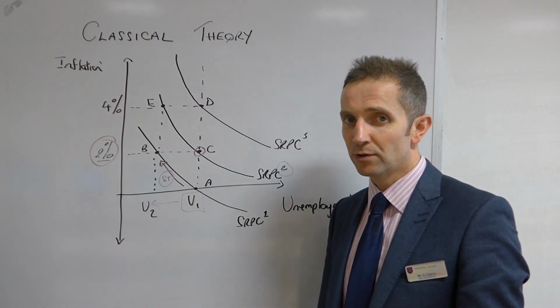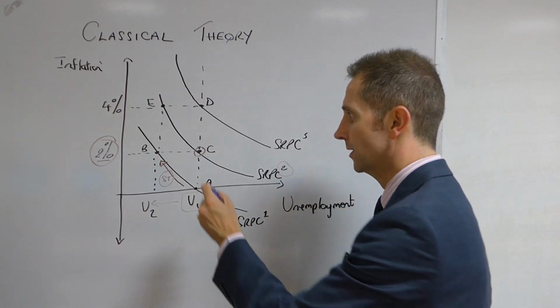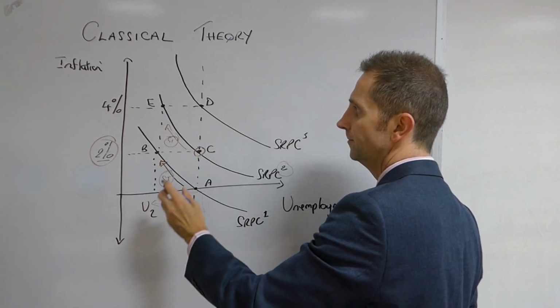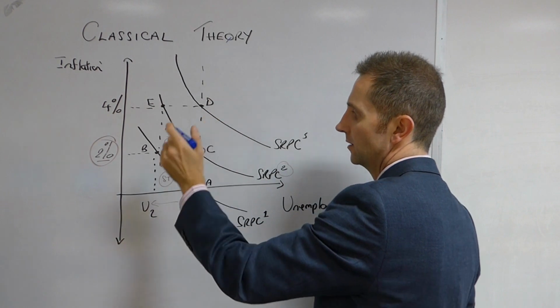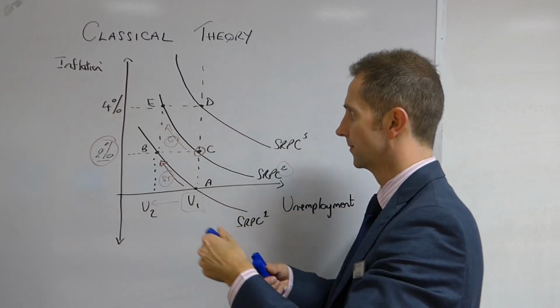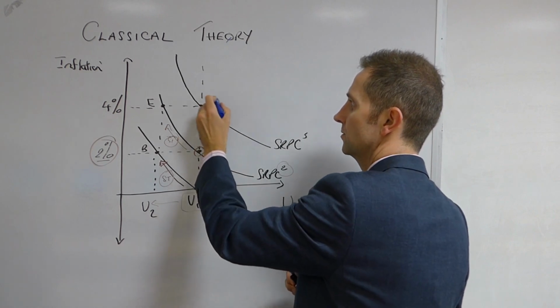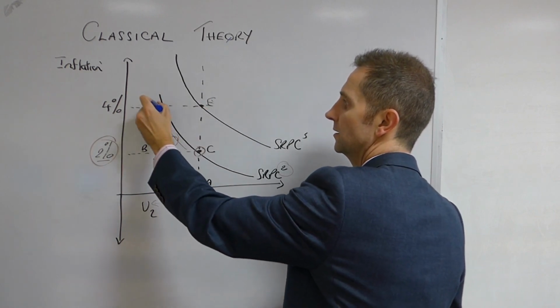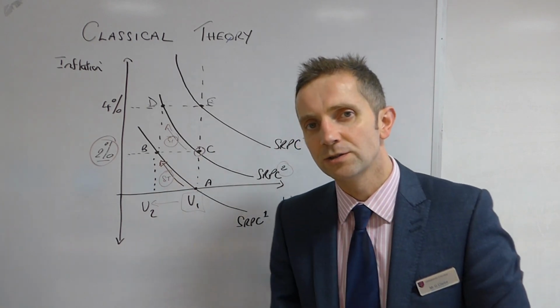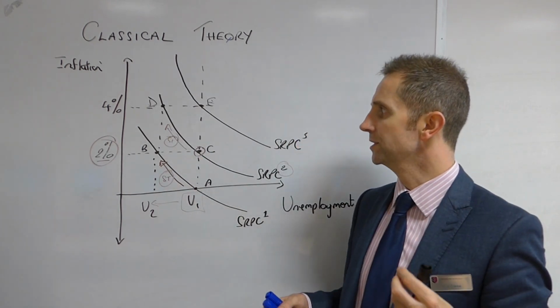So, if the process was repeated, same thing would happen. We go from C to E in the short term, but in the long term, we'd end up moving back. Sorry, we've got these labelled the wrong way around, haven't we? Let's just fix that. So it should be E, it should be D. So we go from C to D in the short term, but in the long term, we end up back at point E.